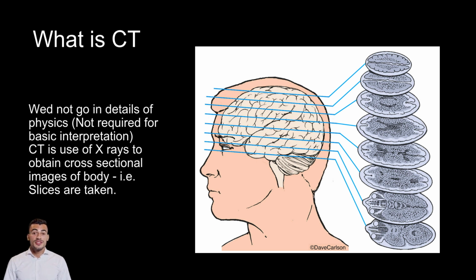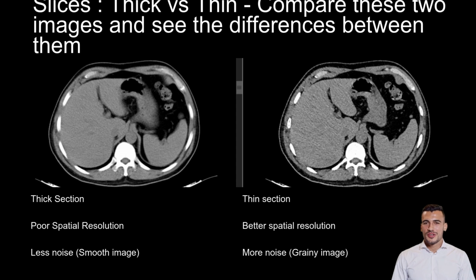We would not go into the details of CT physics as these are not required for basic interpretation. Just remember that CT is use of X-rays to obtain cross-sectional slices of body. Let's first talk about slice thickness.